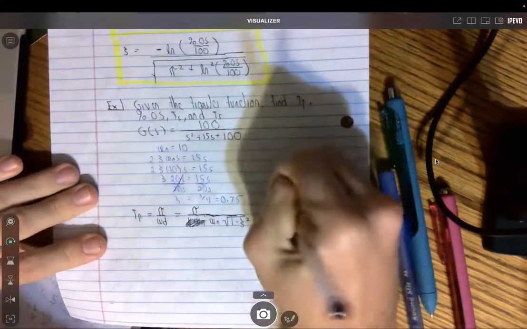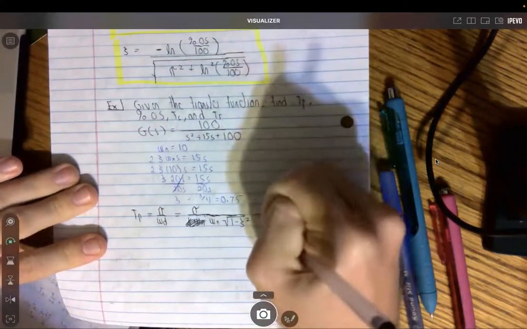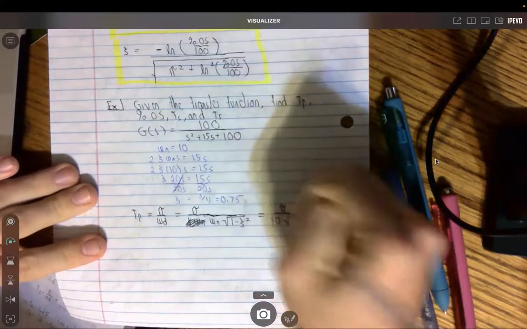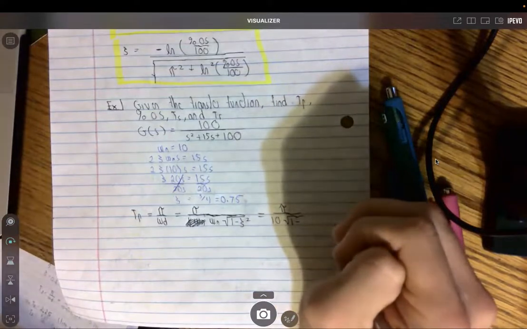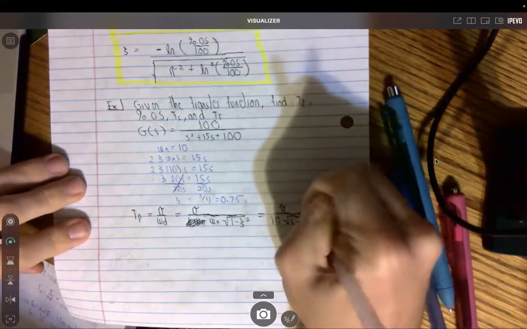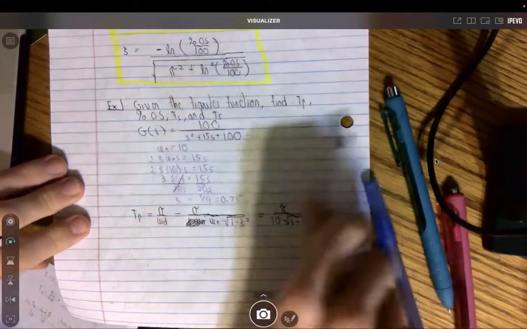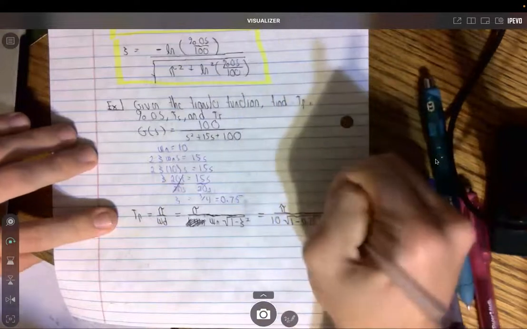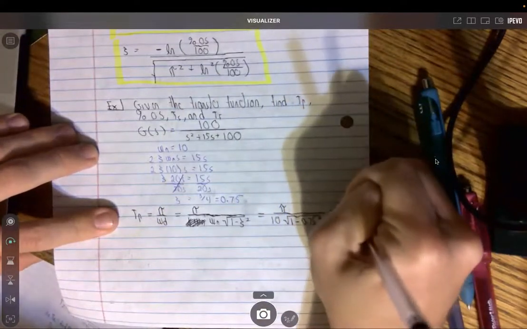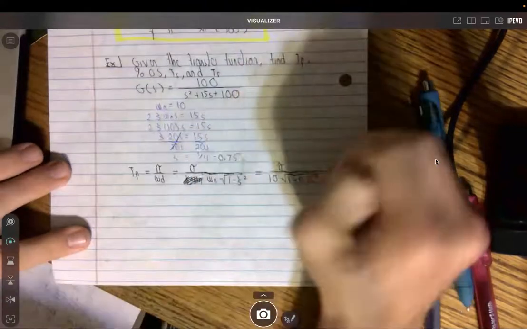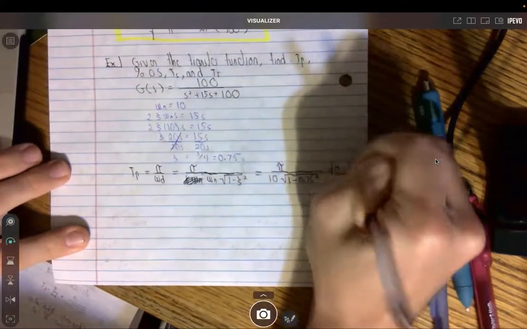And so it's going to be pi divided by, and then our omega n is 10. And then our zeta is 1 minus, and then our zeta value is 0.75, and then square that zeta value. Make sure you do the square. When you plug this into your calculator, you're going to get the result of 0.314. So we calculated the peak time here.